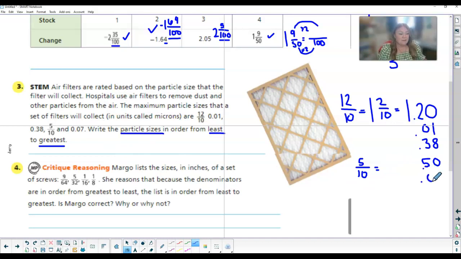And then we have 7 hundredths. So find the smallest up to the biggest. All right, decimals make it super easy.